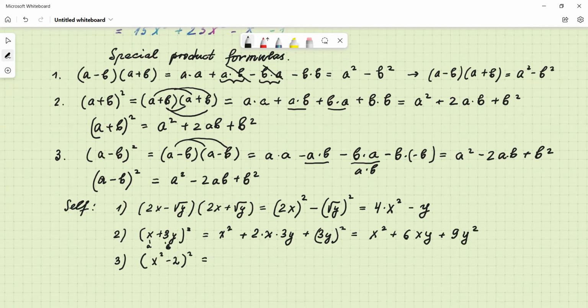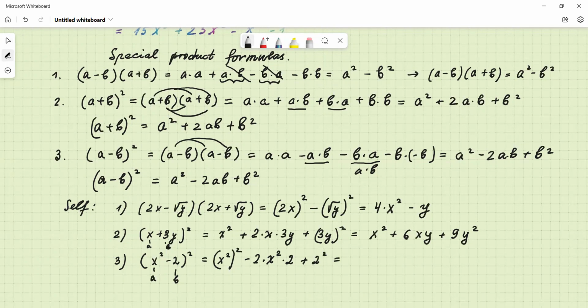And the last expression I'm going to work on is the square of a difference. I'm going to use the formula again, and here my a is x squared and my b is 2. So (x squared) squared according to the formula, minus 2 times a, which is x squared, and b, which is 2, and plus b squared, which is 2 squared.